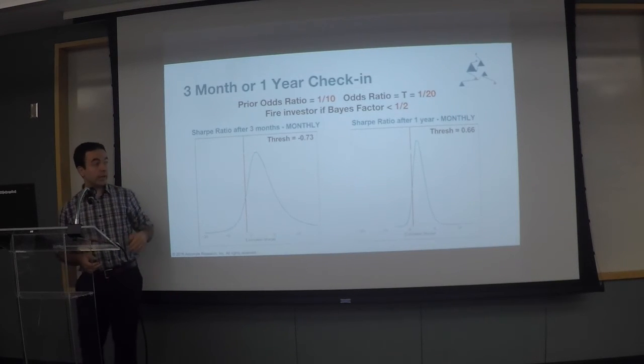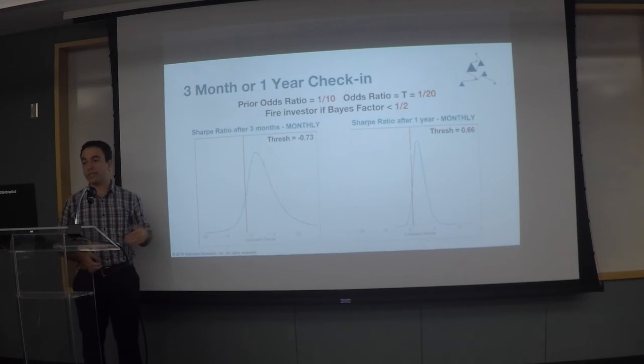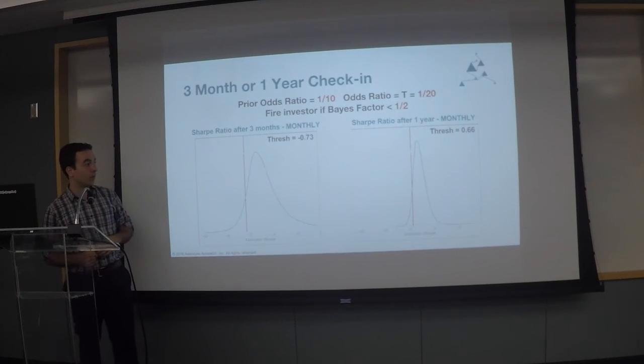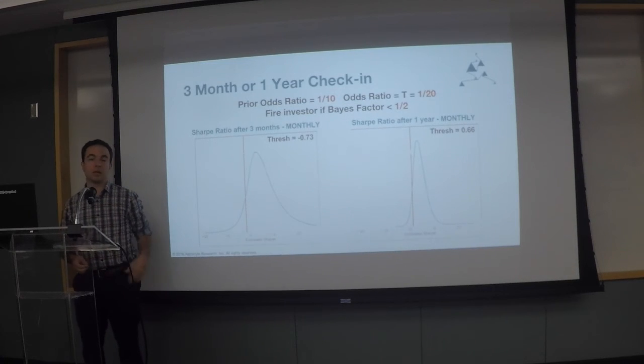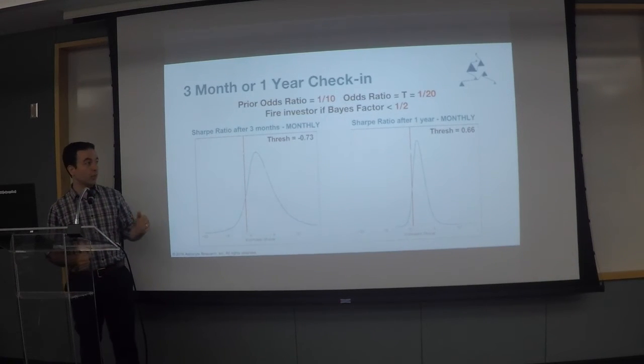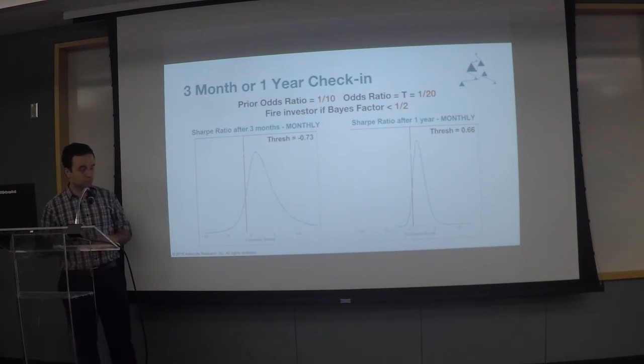So the way you look at that is, after 3 months, if his Sharpe ratio is below negative 0.73, you have to let him go, because it's more likely that he's got a 0 Sharpe than a 2 Sharpe. After a year, he's got to have made money, and he's got to have a 0.66 Sharpe or higher, so that he falls more in the 2 Sharpe camp than the 0 Sharpe.